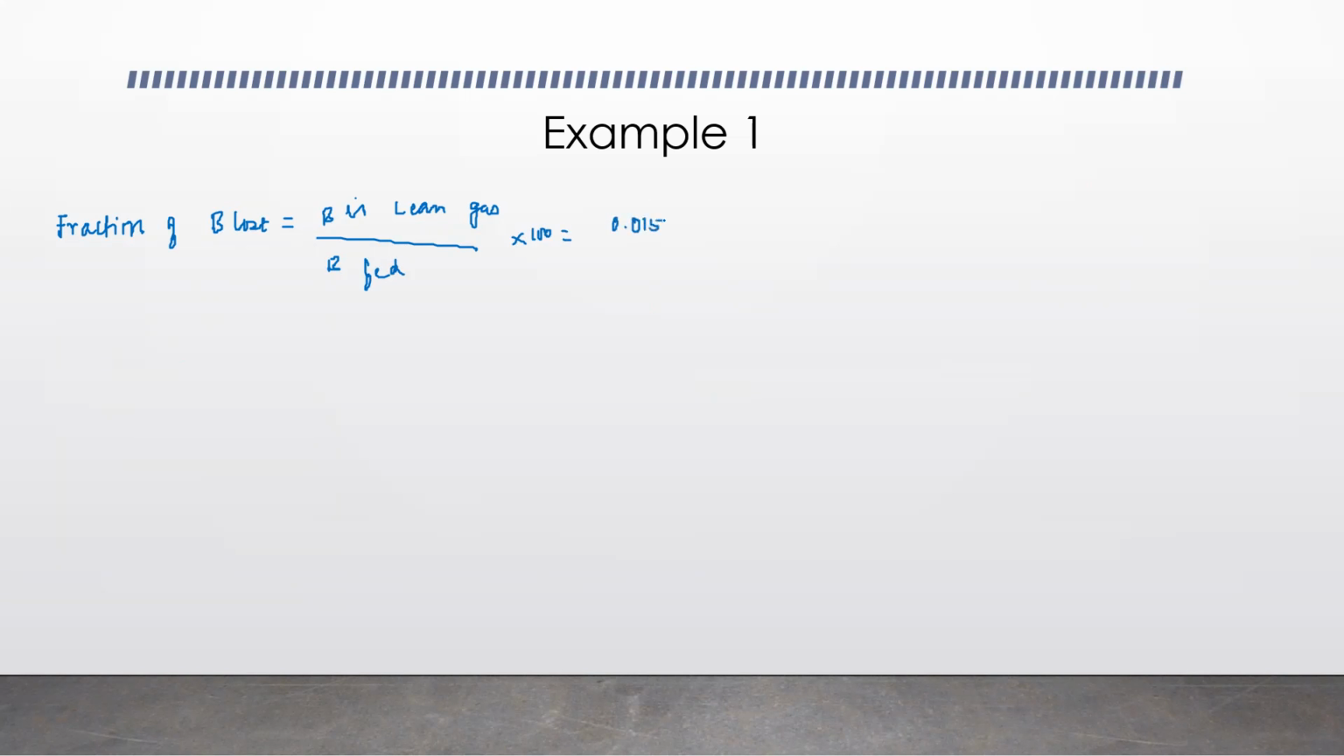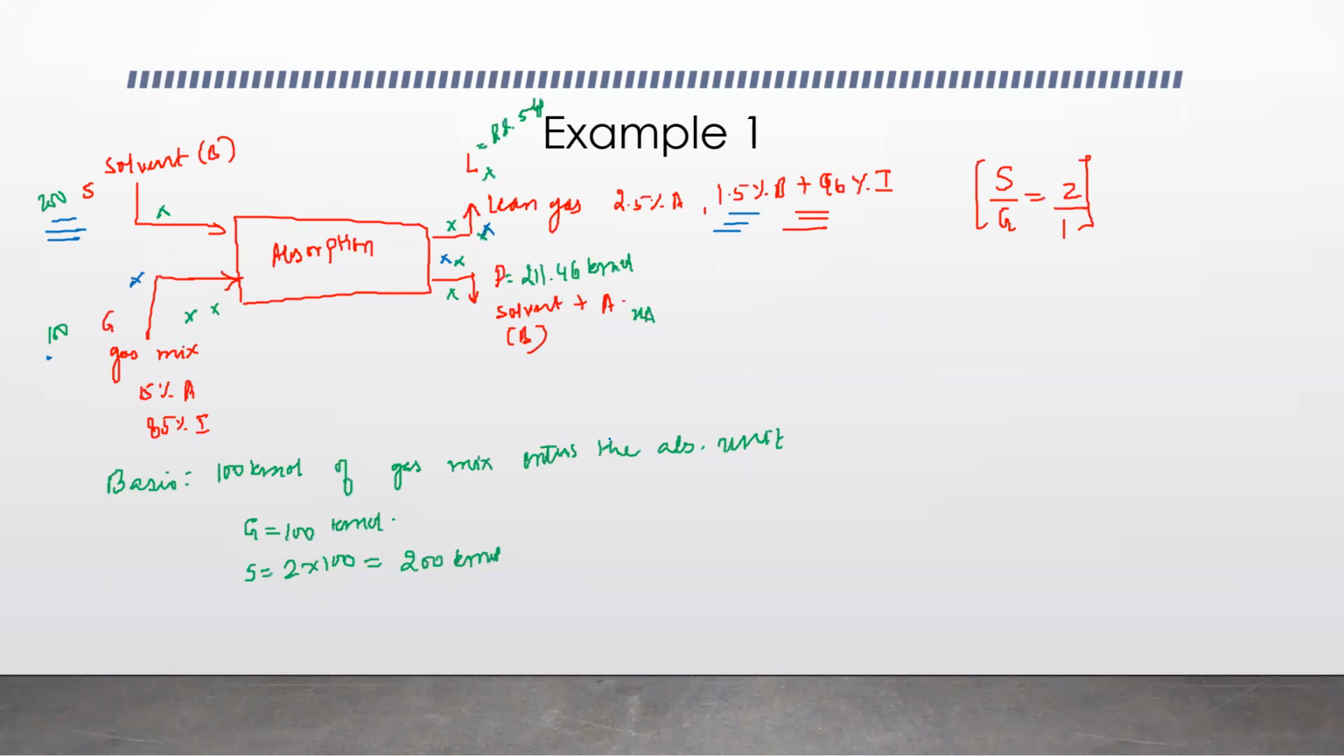So that is 0.015 L, this is 1.5%. So 0.015 L upon B in feed, which is 200, into 100, in percentage. We calculated L as 88.54. So 0.015 into 88.54 upon 200 into 100 is equal to 0.0075%. This is the percentage of B that has been lost in lean gas. Whatever remaining B was there was recovered. Only this much percentage of B has been lost. So hope you people could solve this problem.